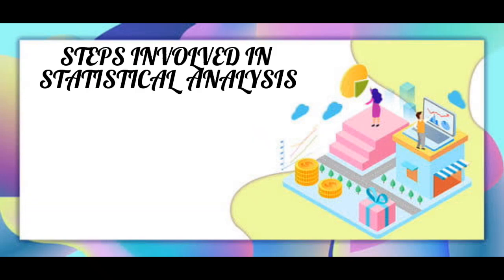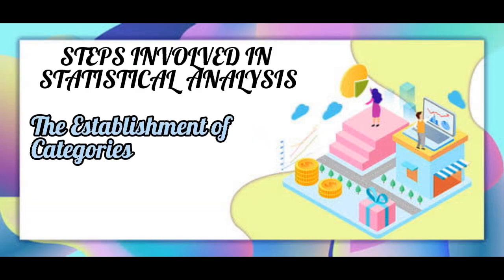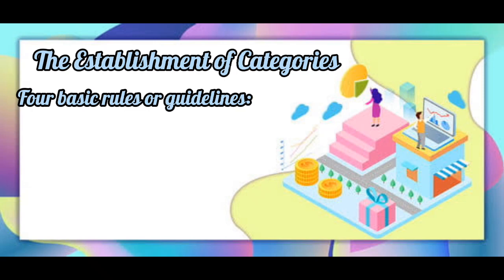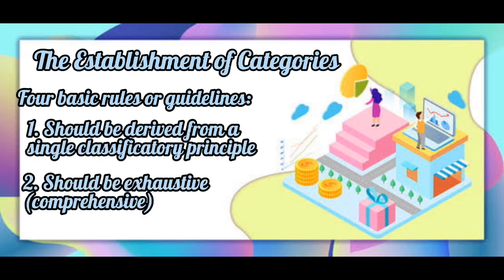Steps involved in statistical analysis. The establishment of categories. Coding the data. In order to organize and analyze the data collected for a study, it is necessary to place them in categories. There are 4 basic rules or guidelines for establishing categories.